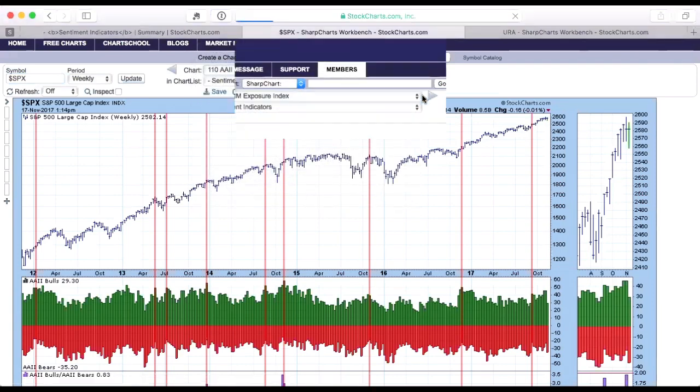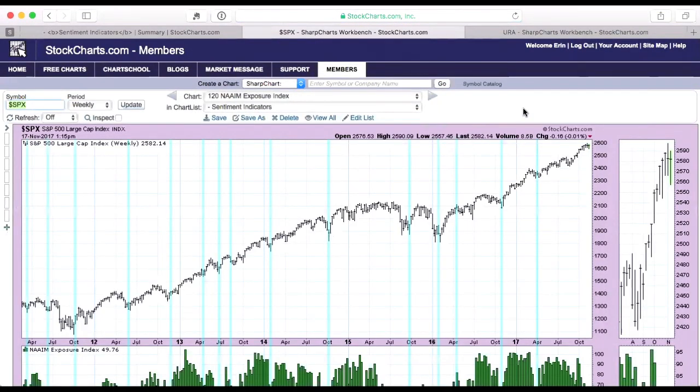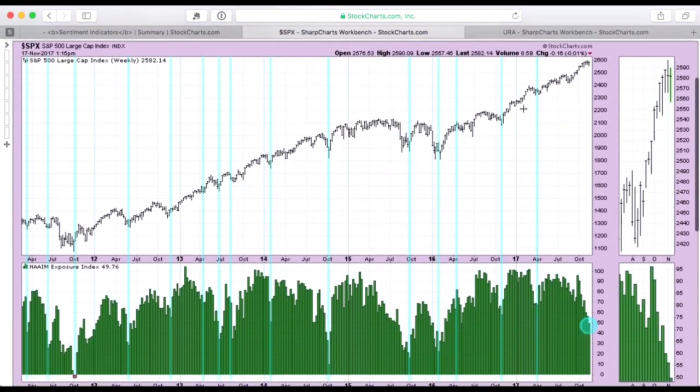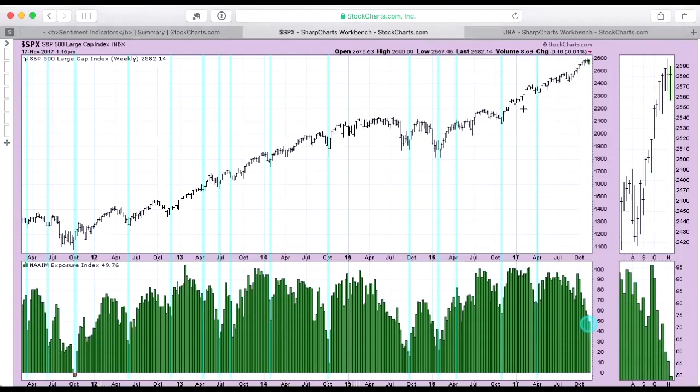Now, I found really interesting the NAAIM Exposure Index. This is the National Association of Active Investment Managers, and they let us know what their exposure is to the market. And notice, we're seeing a backing off. The active money managers are getting less and less exposed, and we're now looking at an exposure index of less than 50. So they're getting very bearish. That means we need to start looking for some rally.